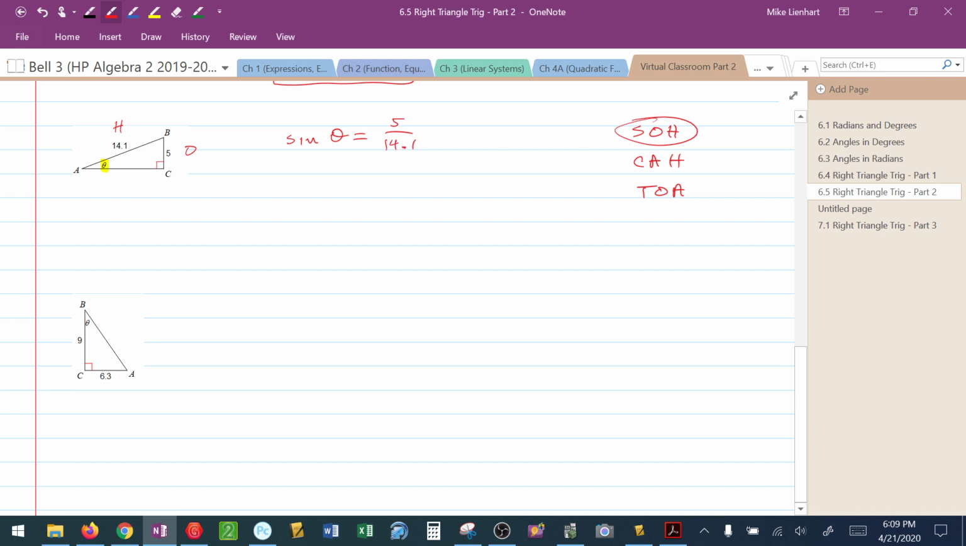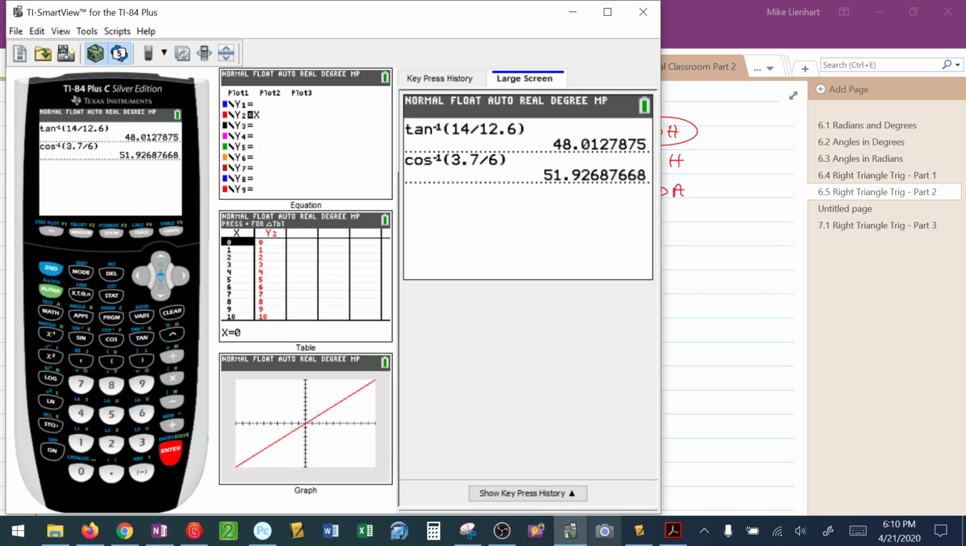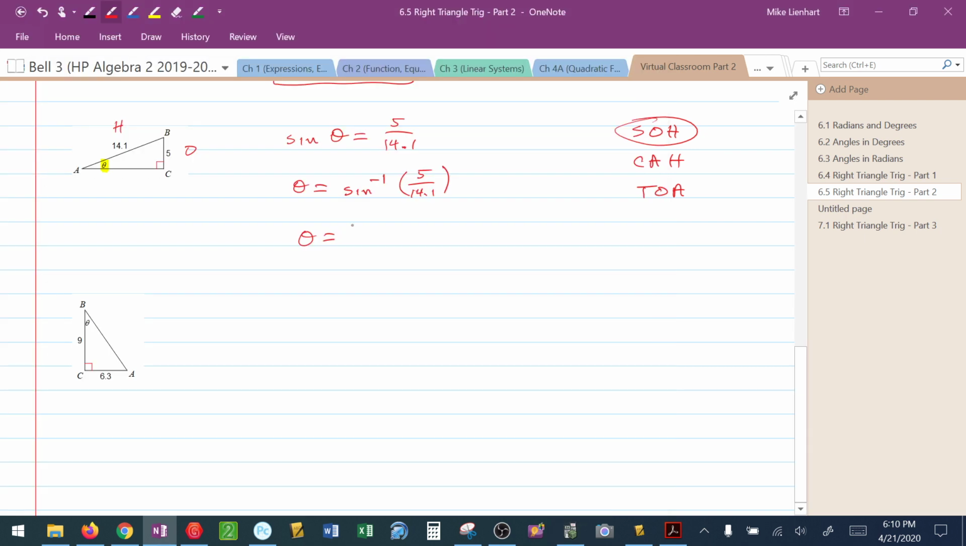And again, because we are finding an angle measure, we're going to solve this by using inverse trig. In this case, it would be the inverse sine of 5 divided by 14.1. And then we're going to round to the nearest tenth. Inverse sine, second sine, and 5 divided by 14.1. Close that off, equals, round to the nearest tenth, so this would be 20.8 degrees.